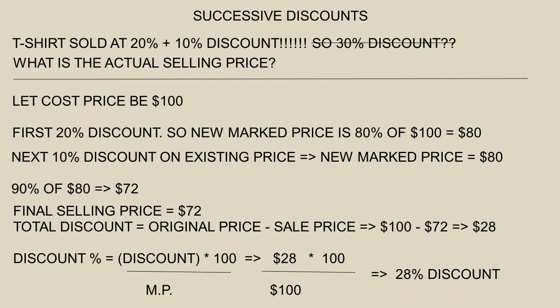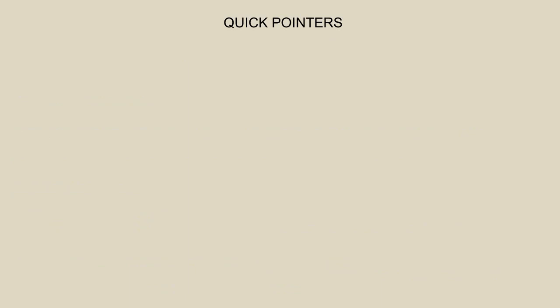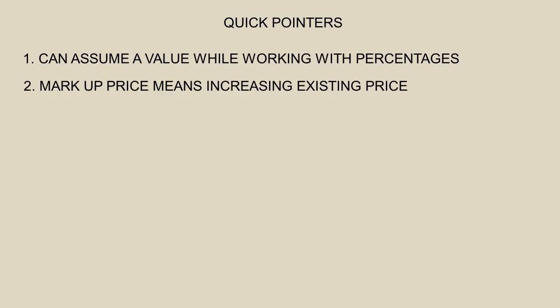I hope this was clear. A few quick pointers for this video. When no values are given, it is smart to assume a standard amount like we did just now with a $100 cost price. This generally works while we are dealing with only percentages. When you have specific values for the cost or marked price or the profit or loss, then it might get complicated, which you'll gradually realize. Also, markup price means when the price is marked up as compared to the existing price.